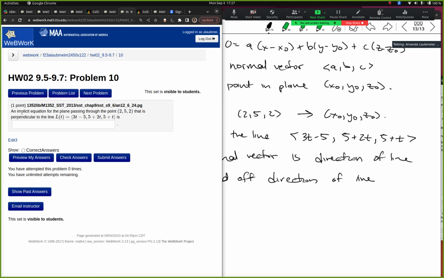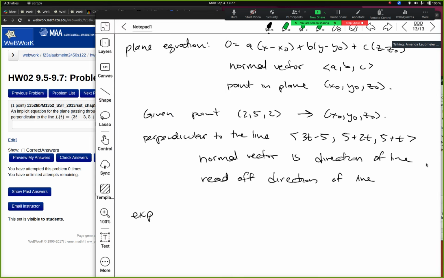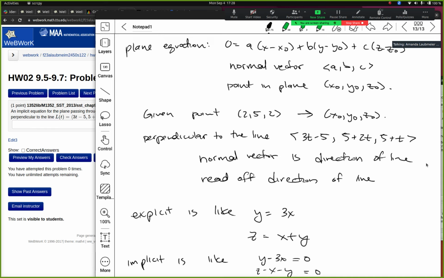Implicit throws some people off here. It just means that you don't explicitly solve for the variables. So explicit is like y equals 3x or z equals x plus y. Implicit is like y minus 3x equals 0 or z minus x minus y equals 0. Kind of like that f of xy equal 1 problem we started with. That's an implicit equation because you don't solve for y in terms of x.